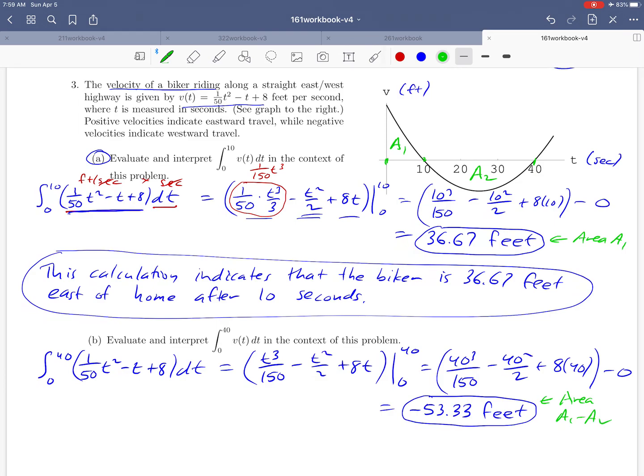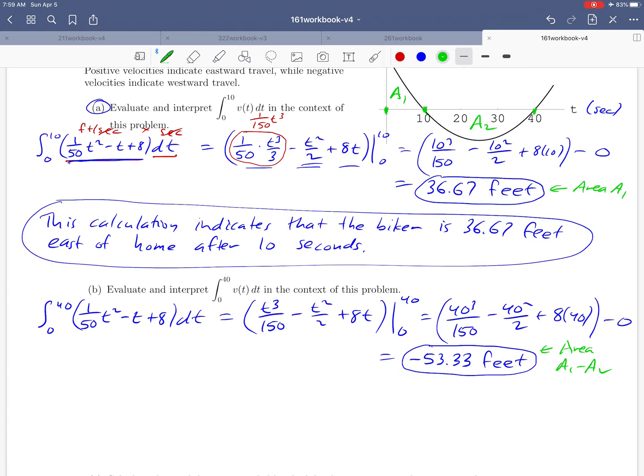Conceptually, you can think of it maybe this way. This biker moved east between 0 and 10, a particular distance, then moved west between 10 and 40, a particular distance. And so what we're really looking at here with this negative 53.33 is a net change in position, just telling us that we wind up a little bit farther to the west than where we started. So we could maybe make our explanation reflect that observation.